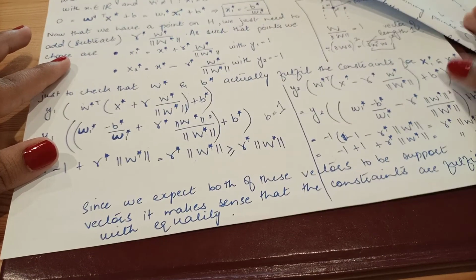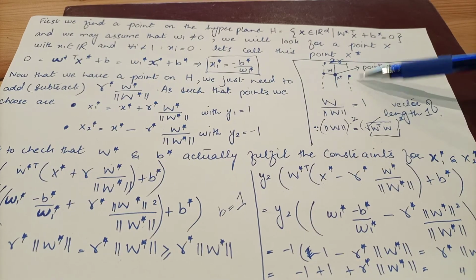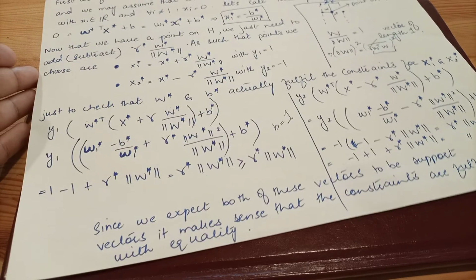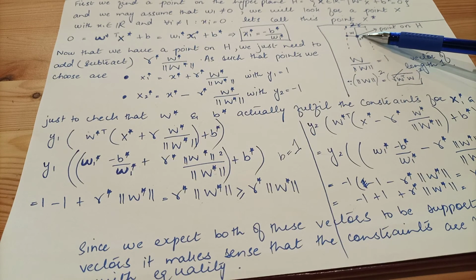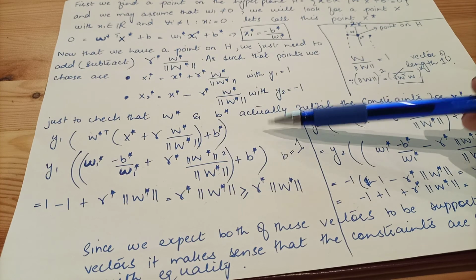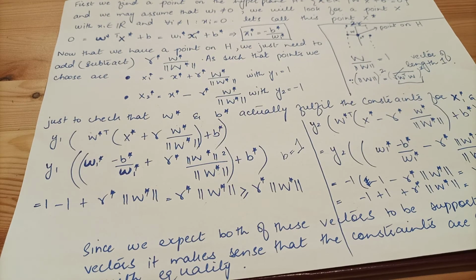So now, since we expect both of these vectors to be support vectors, we have assumed these two vectors to be support vectors. It made sense that the constraints are fulfilled with equality. That's it. This is the solution. And see, it's really easy. You just find a point on the hyperplane by using the optimized hyperplane that was given in the question. And with that, you can find the 2 points by adding and subtracting the margin. And then you can put these 2 points in equation 1 and prove that your solution is as optimized as the solution of equation 1. That's it.